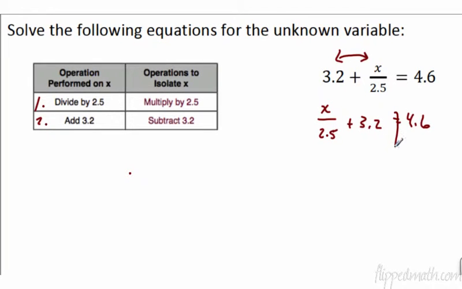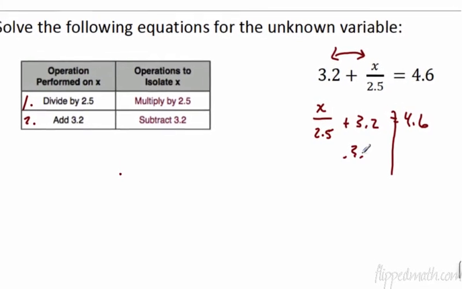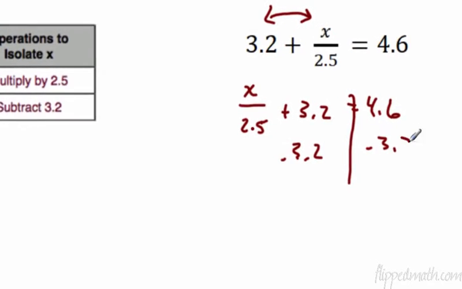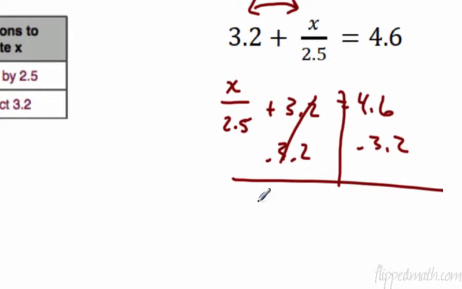So the line goes down the equal sign. We subtract 3.2 from each side. Minus 3.2. Draw the line, they cancel. Again, we read it left to right like a book. The x over 2.5 comes down.